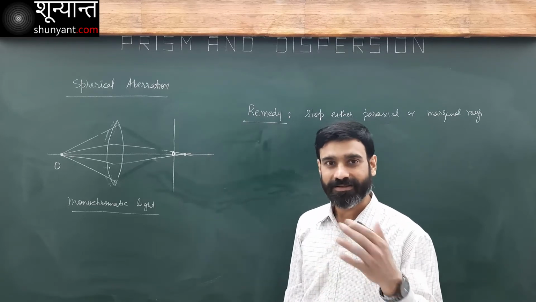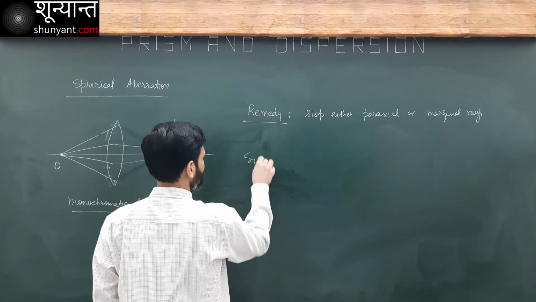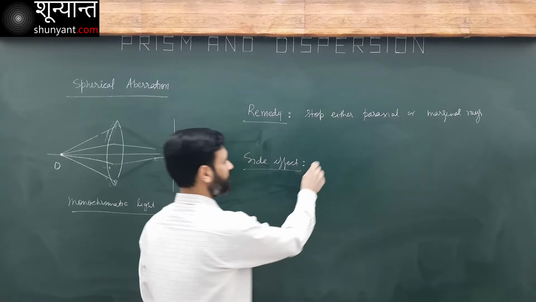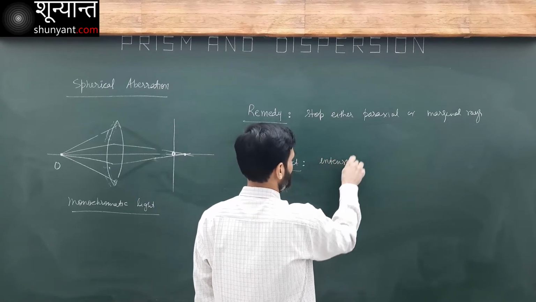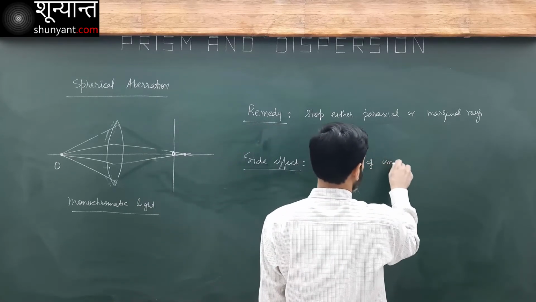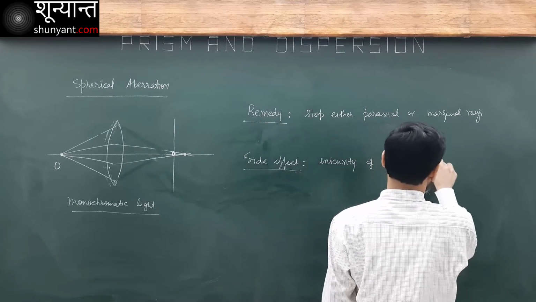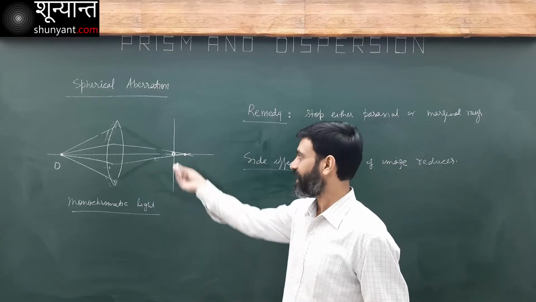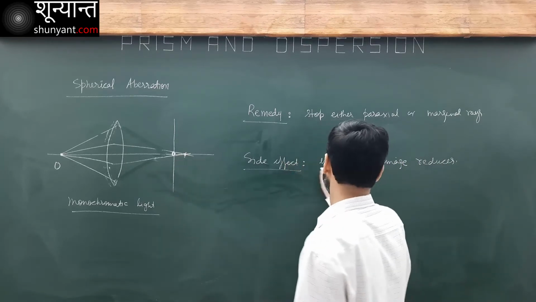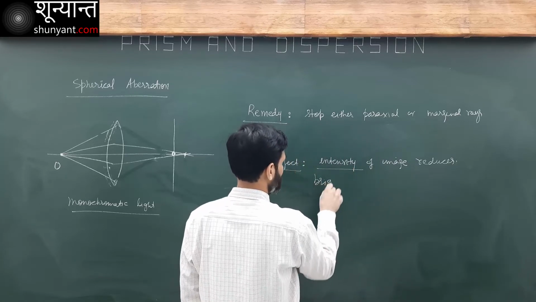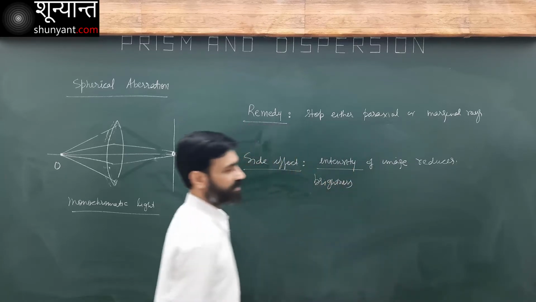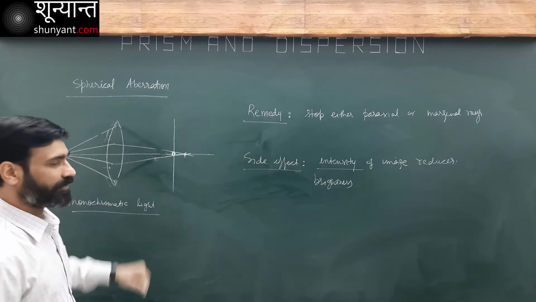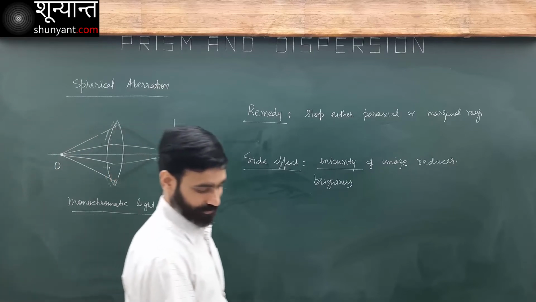But then there is a side effect. What is the side effect? Intensity of the image reduces. Okay, so now I am allowing less light, so the brightness will decrease. Intensity or brightness of the image will reduce, it will decrease, because I do not allow all the light here. Brightness is going to decrease.